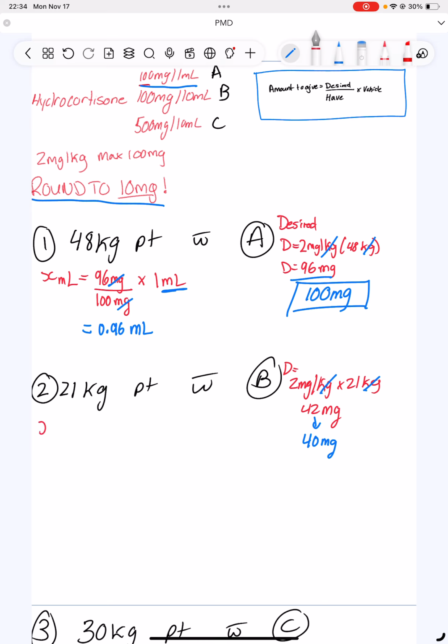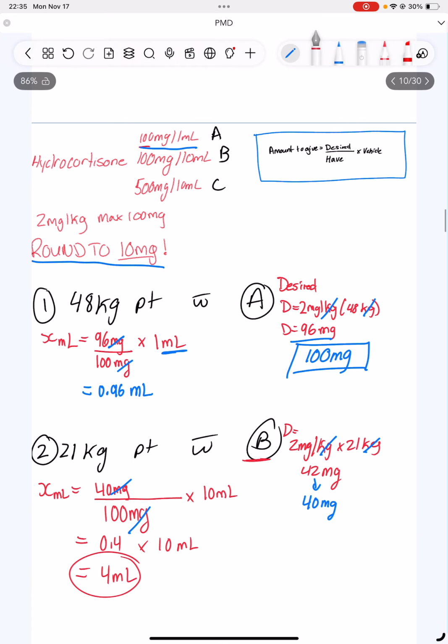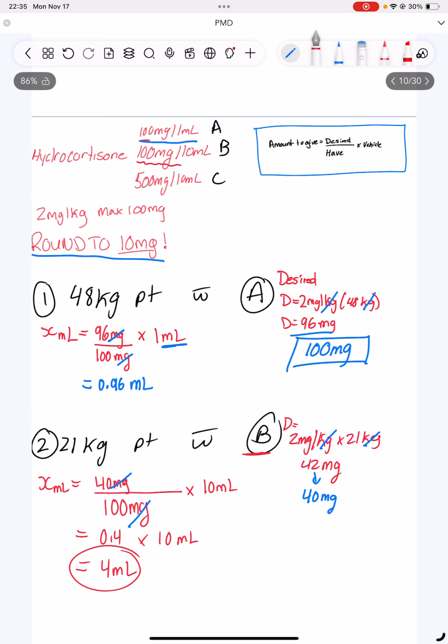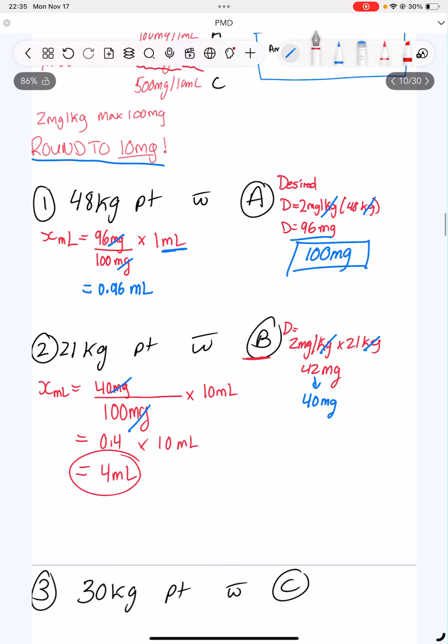So now we can say our amount in milliliters is going to equal 40 milligrams over, this time we're using drug B, so 100 milligrams. However, this one's a lot more diluted, so it's going to be times 10 milliliters. In this case, milligrams cancel out, and we get 0.4 times 10 milliliters, so that's going to equal 4 milliliters. Makes sense? We're going to give 40 milligrams, and it's going to be 4 milliliters.